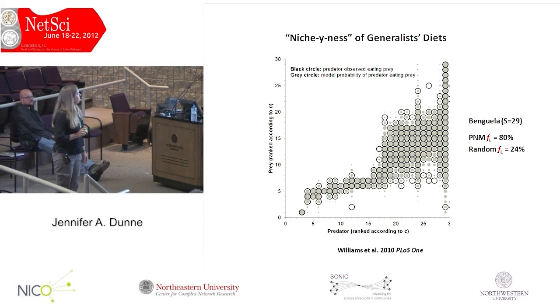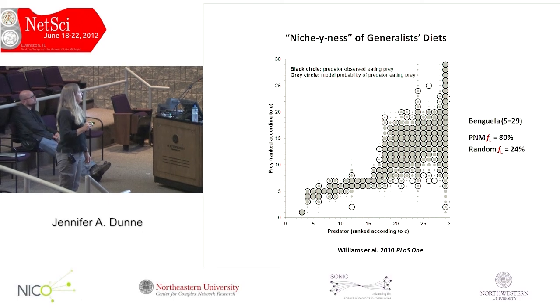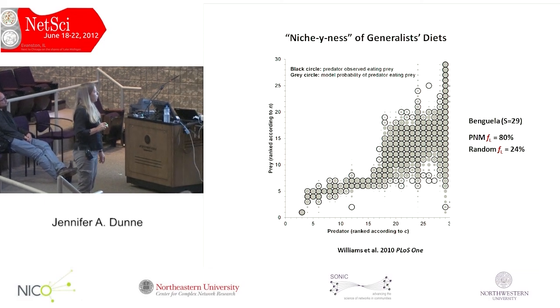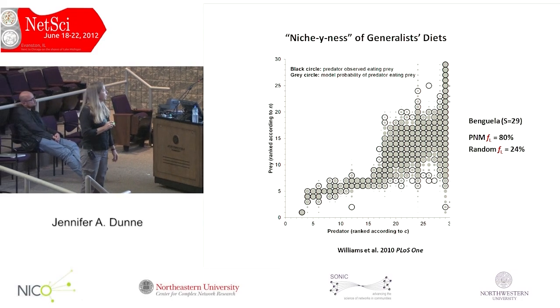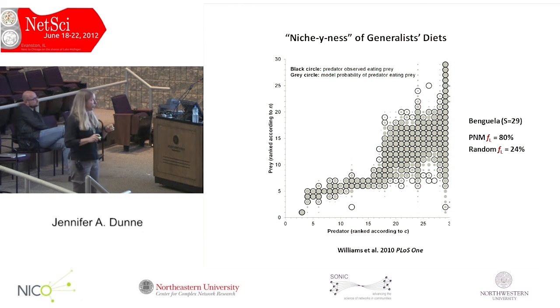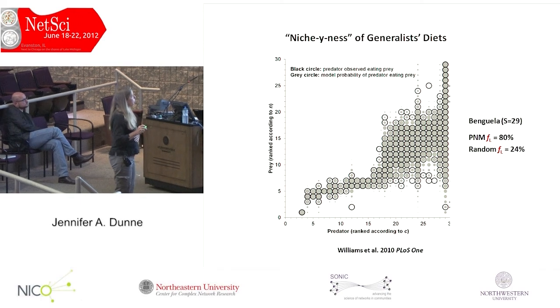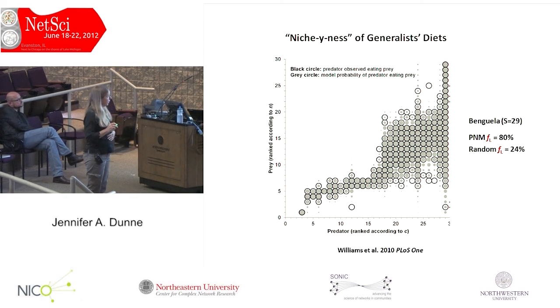What this graph shows is basically the prey for the whole set of predators for this food web. This is the Benguela marine food web. The prey for each predator are ranked according to their niche value, and the predators are ranked according to the location of their feeding niche. The black circles show the empirical links, the links that are actually observed to occur between predator and prey. The gray circles within them show the probabilistic niche model's prediction of whether that link is going to occur. And you can see there's very good concordance between the observed and the predicted trophic links.